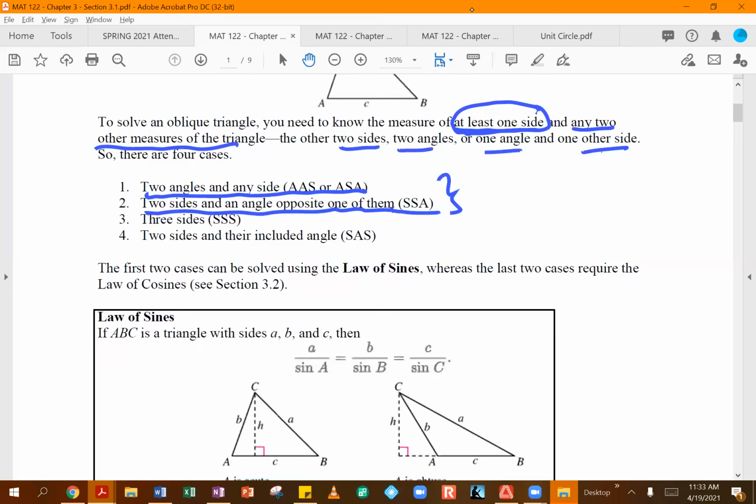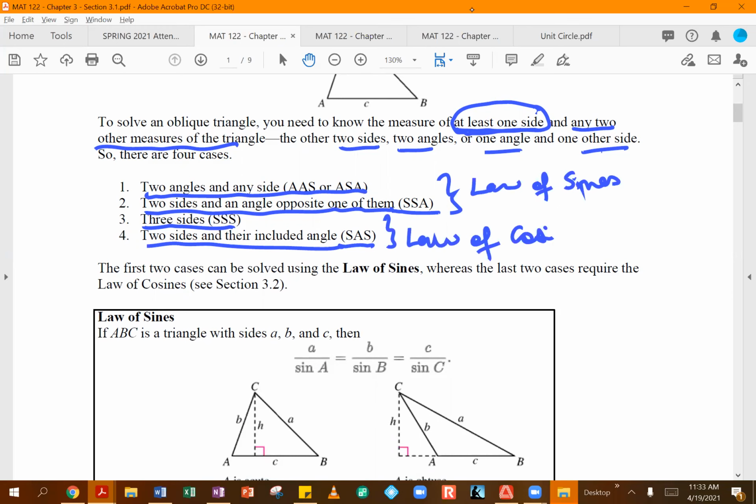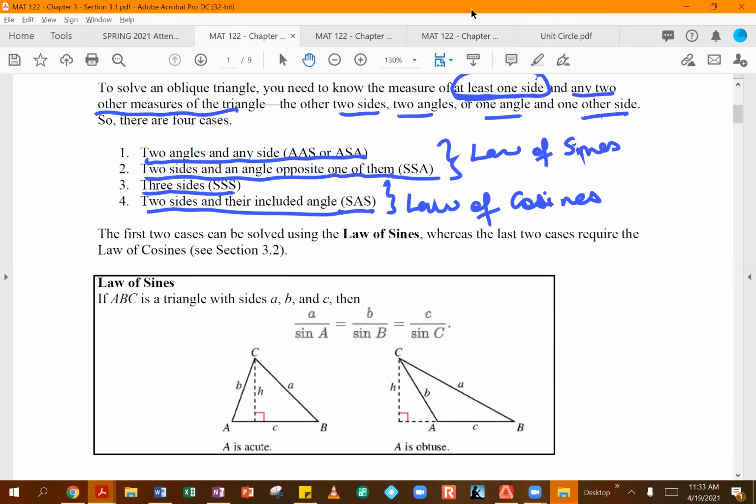of sines. Now, if they give you three sides of your triangle, and of course we're trying to find the missing angles, or if they give you two sides and the angle that is included between them, SAS, this is actually going to fall into our next section, which is the law of cosines. So we have to use law of sines in the first two cases, and law of cosines in the second two cases. That's what we're going to be discussing in section 3.2.